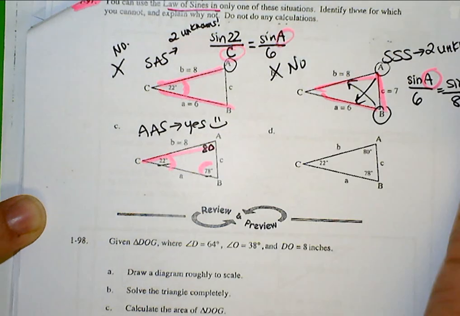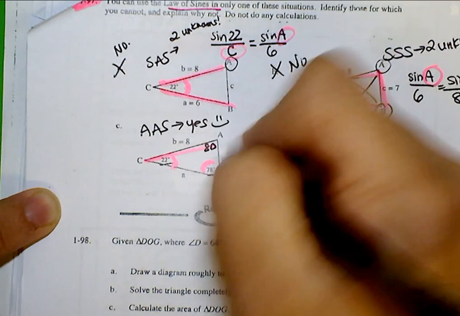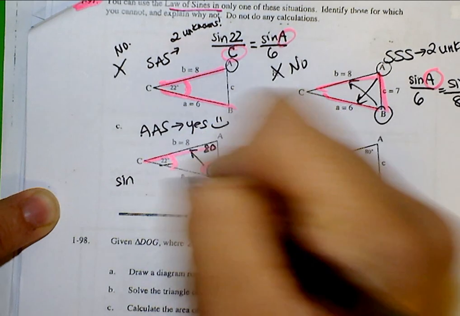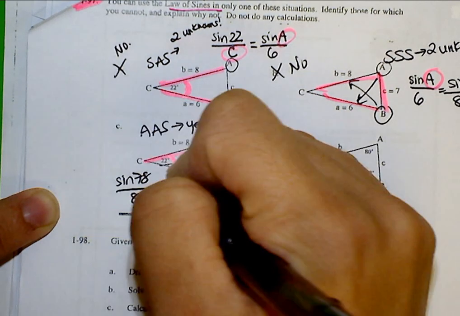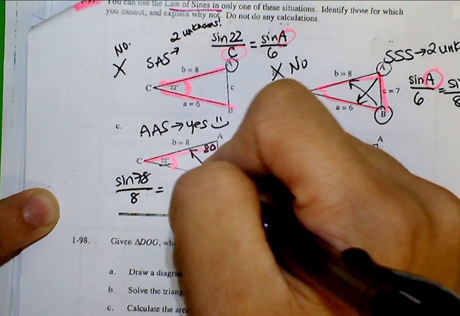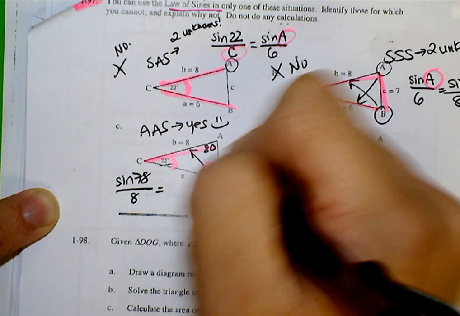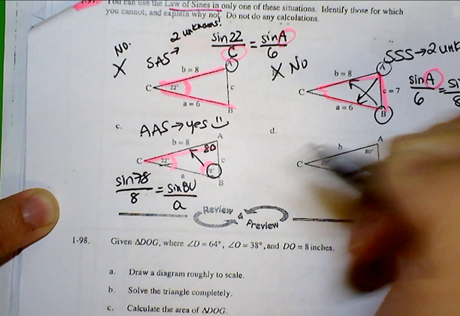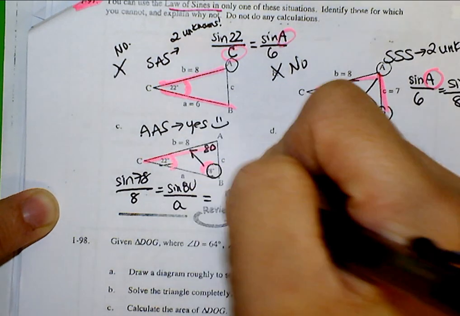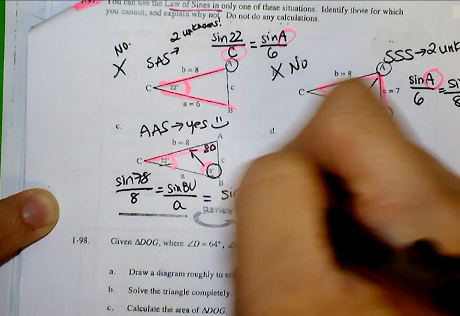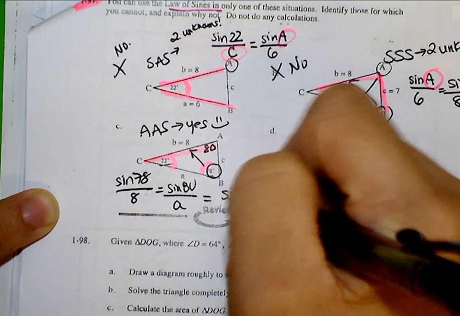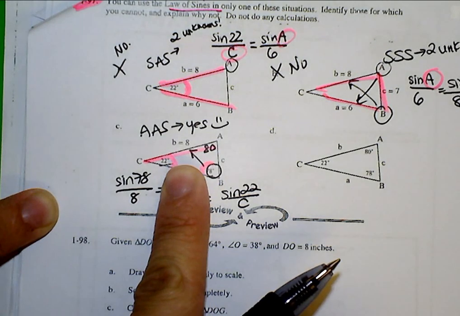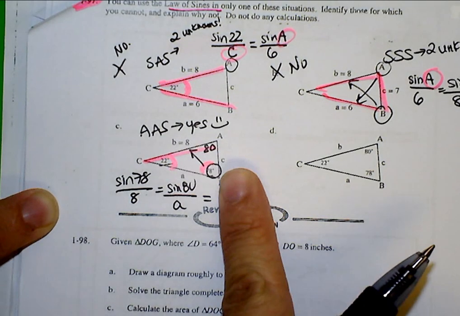And that works, because since I wanted this 8, I could do sine of 78 over 8 equals, now I can find A or C. I can say sine of 80 over A, and I could solve for A. And I could also say it equals sine of 22 over C, and cross multiply and use those two to solve for C. I could use those two to solve for A.